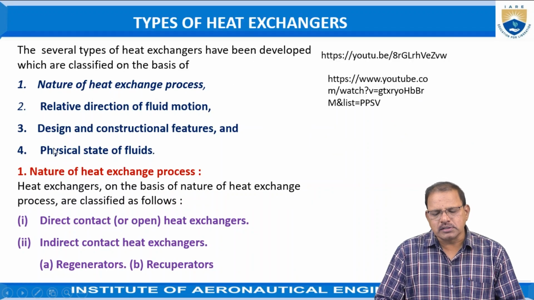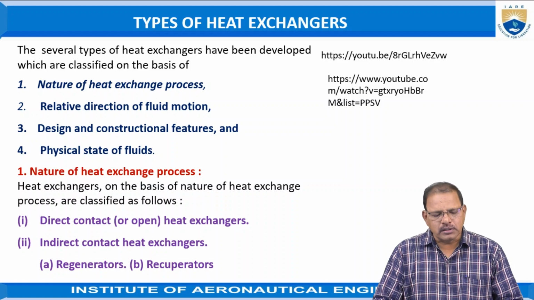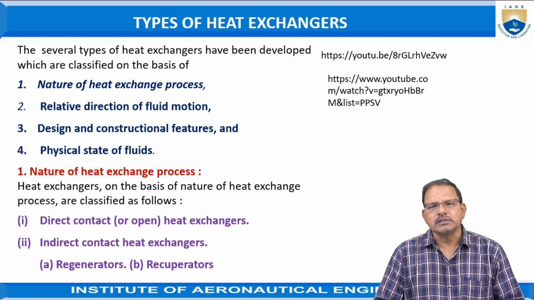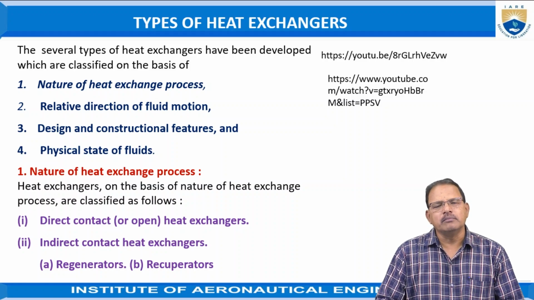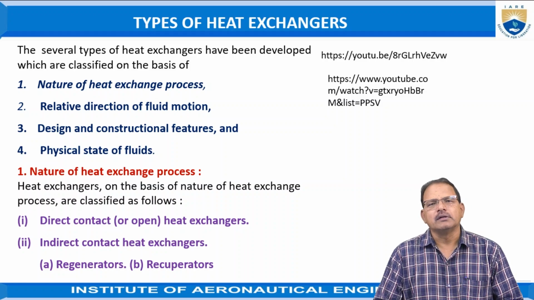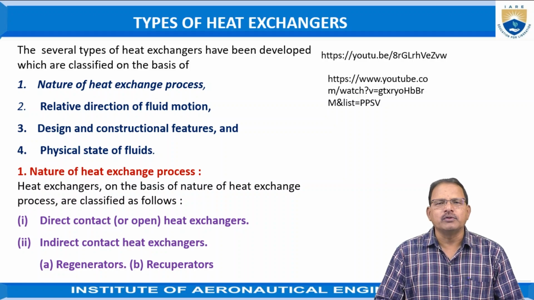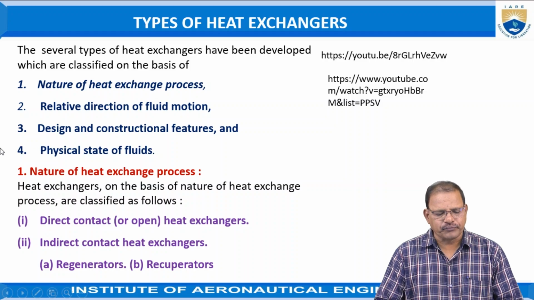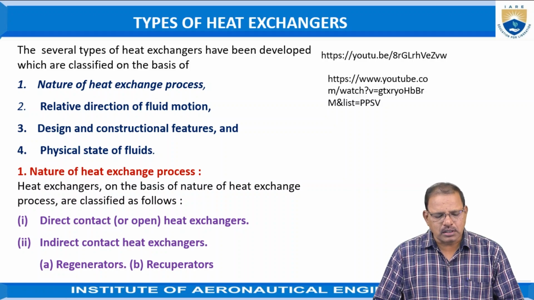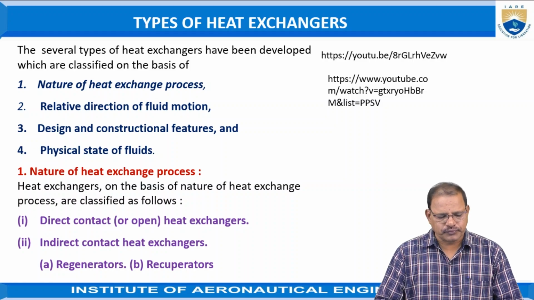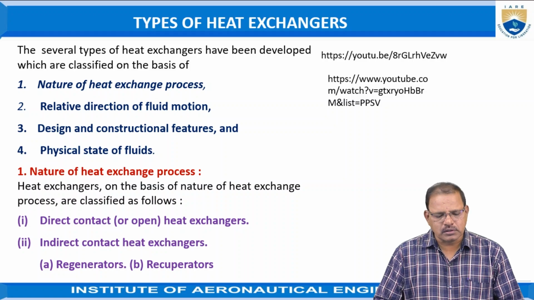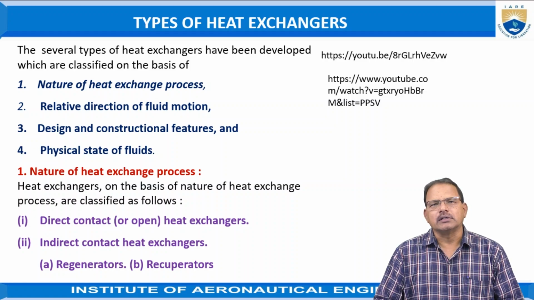There are several types of heat exchangers that have been developed, and they are classified based on the nature of the heat exchanging process, relative directions of the fluid motions, because both the hot fluid and the cold fluid move. They may move in one direction, parallel to each other, called parallel flow, or they may move in opposite directions, called counter flow, and mixing also takes place. The third is design and constructional features, and the fourth is the physical state of fluids. So these are the four main categories: the heat exchange process, relative directions, design and constructional features, and the physical state.